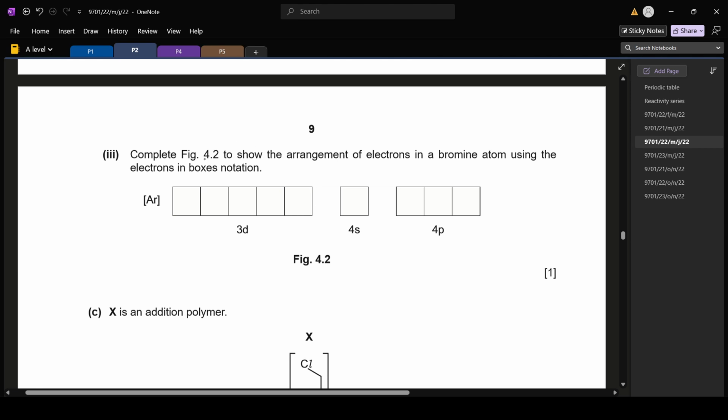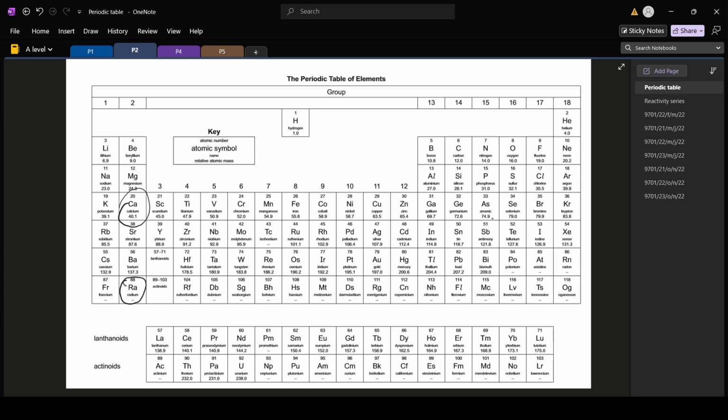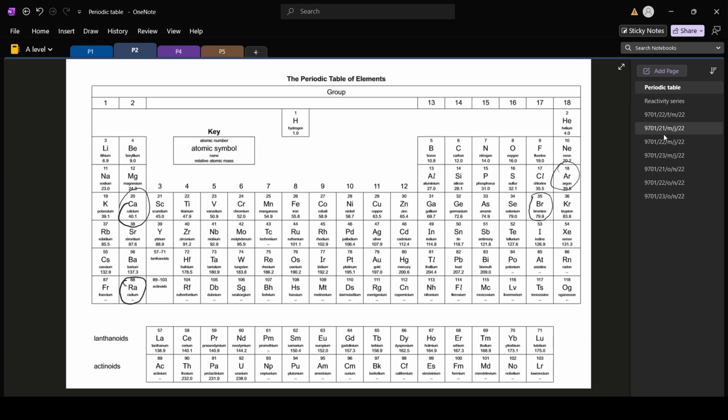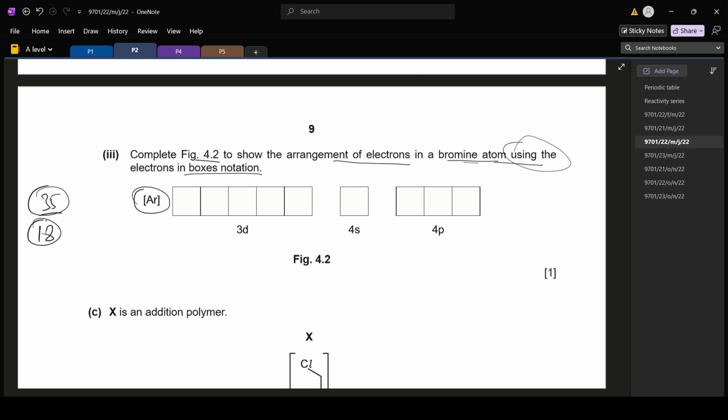Complete figure 4.2 to show the arrangement of electrons in a bromine atom using the electrons-in-boxes notation. So if you see from the periodic table, what is the atomic number of bromine? It's 35. Let's see how many electrons argon has. Argon has 18 electrons. So now we are left with 17 electrons. We have to arrange 17 electrons now, because argon is given, which means 18 electrons are already drawn.